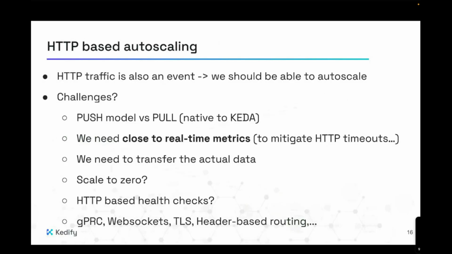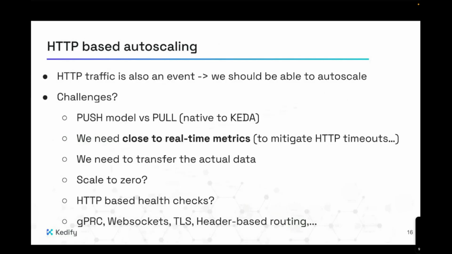As I told you, if there is a metric we can expose, let's use it for the autoscaling. The challenge is the push versus pull model. This is what I just described before. In the previous examples, the application was responsible for pulling the data. In this case, we are pushing the data to the application. So we need to take this into consideration.